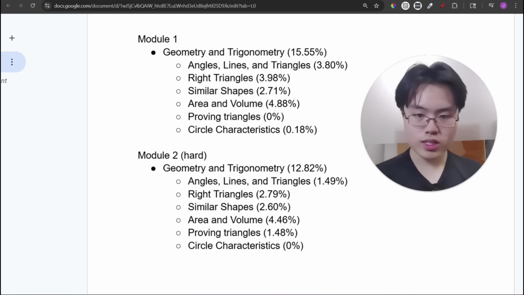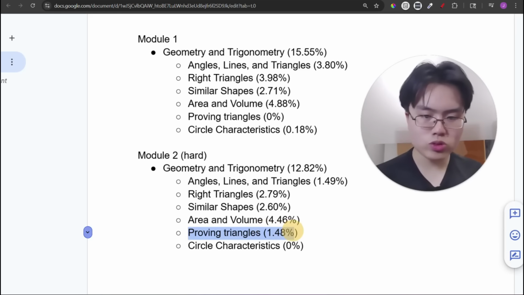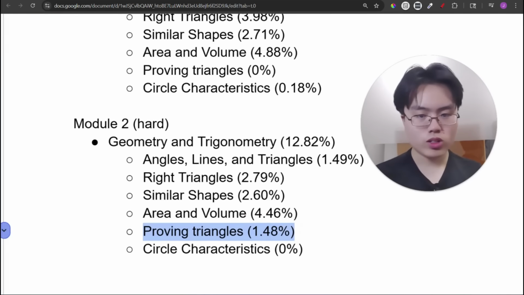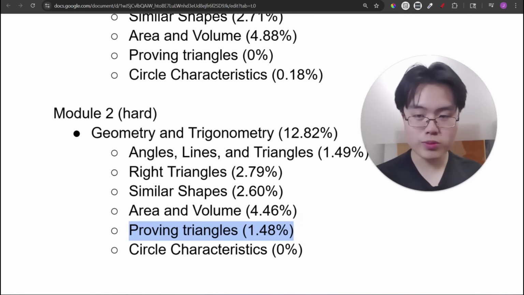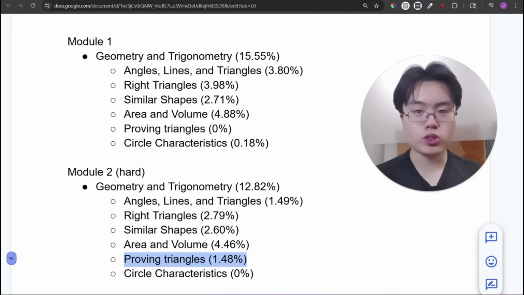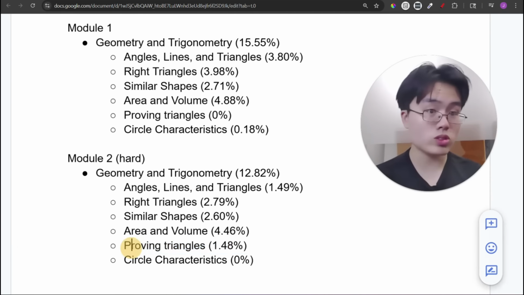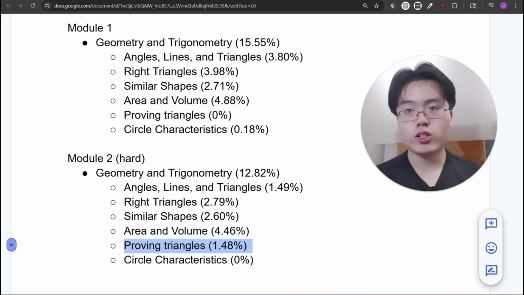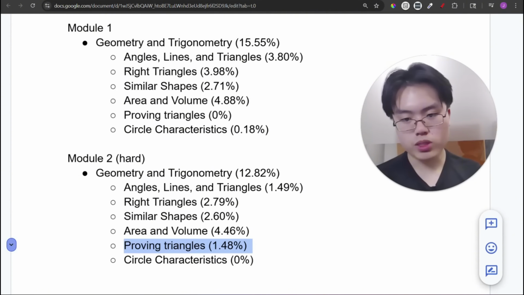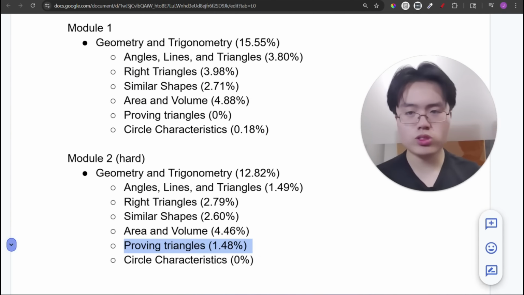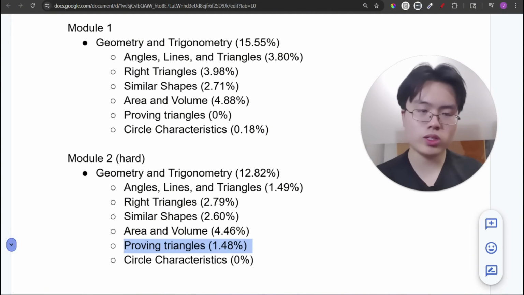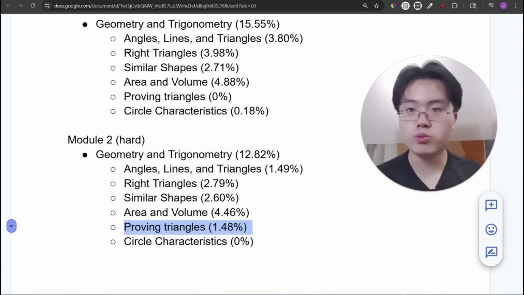Okay. Next, let's talk about proving triangle questions. You'll notice these questions only show up in the hard second module. They don't show up at all in the first module, and I doubt it's going to show up in the easy second module if you get that. But because these questions are hard, they're supposed to be hard. They're actually pretty simple if you know what you're doing. They're kind of a niche thing that you just have to know what to do. If you don't know it, you're going to get the question wrong. But if you do know it, it's pretty simple.